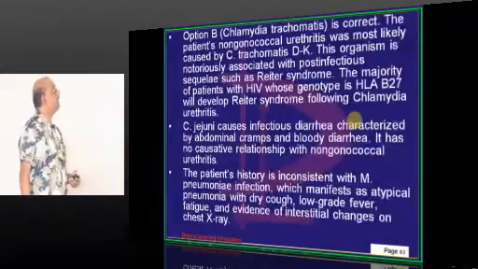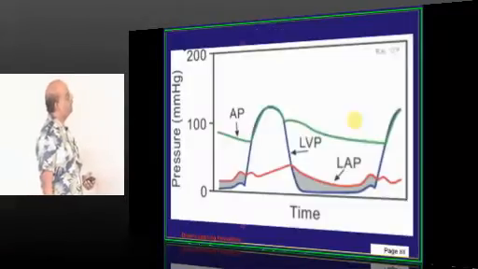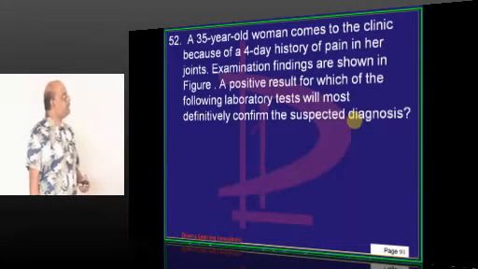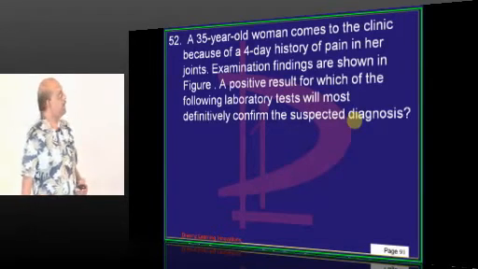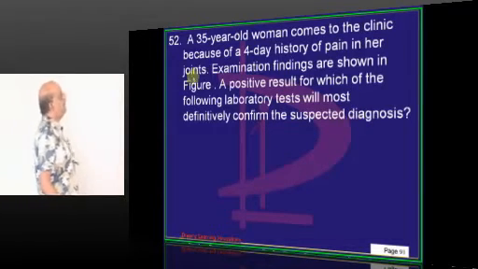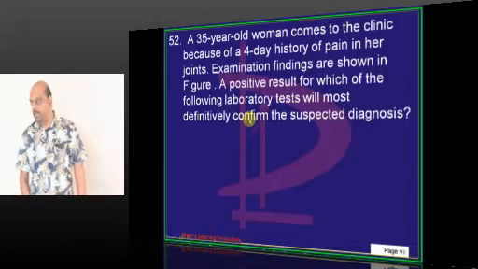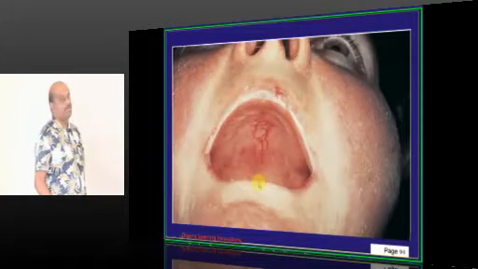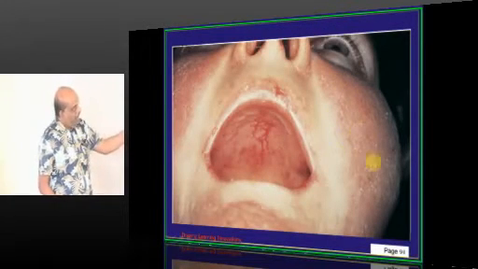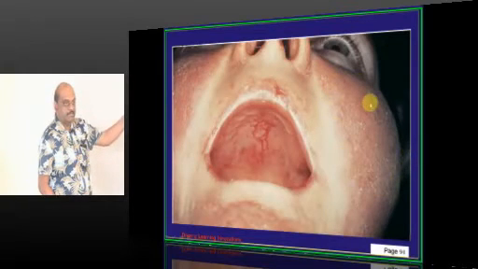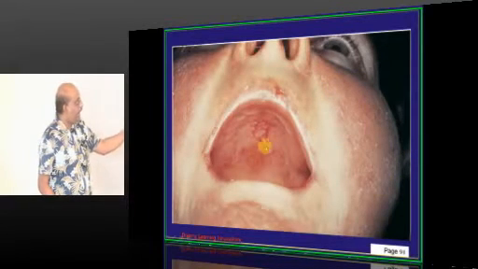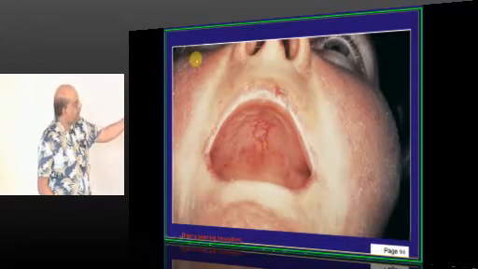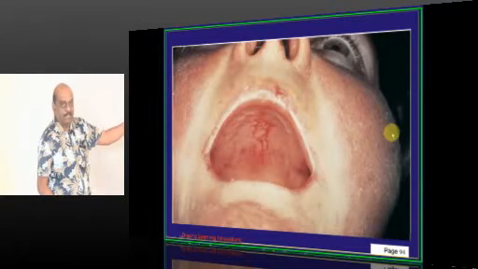Then now, a 35-year-old woman comes to the clinic because of a 4-day history of pain in her joints. Examination findings are shown in the figure. What do you find? There is a malar rash on the cheeks, and there is an oral ulcer. A malar rash, are you able to appreciate that rash?